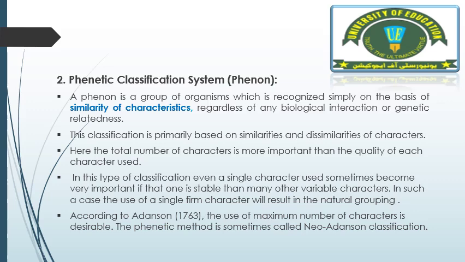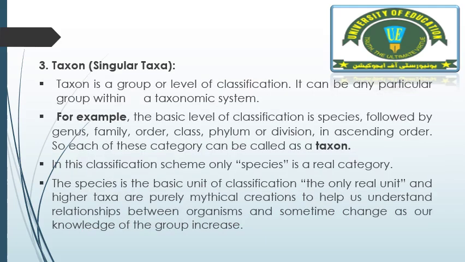And if we have one strong character and many other variable characters, then one strong character is enough to make a phenon, rather than using many other variable characters. This shows the importance of character in the phenetic classification system, that a phenon can be made by using only one strong character. According to Adanson 1763, the use of the maximum number of characters is desirable. The phenetic method is sometimes called Neo-Adansonian classification.